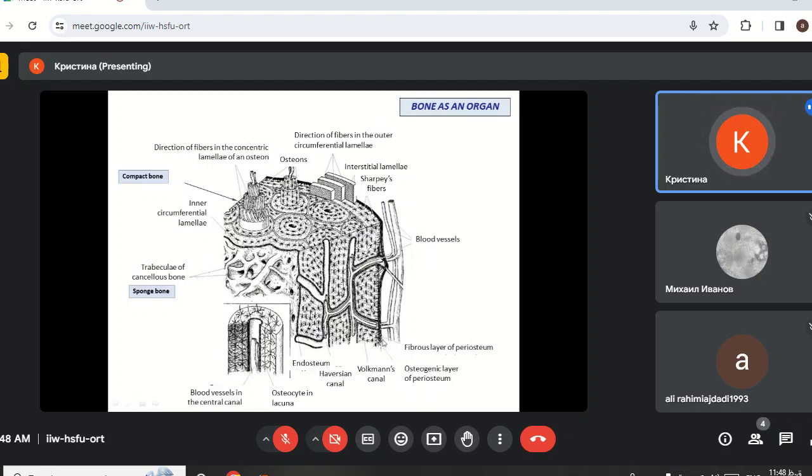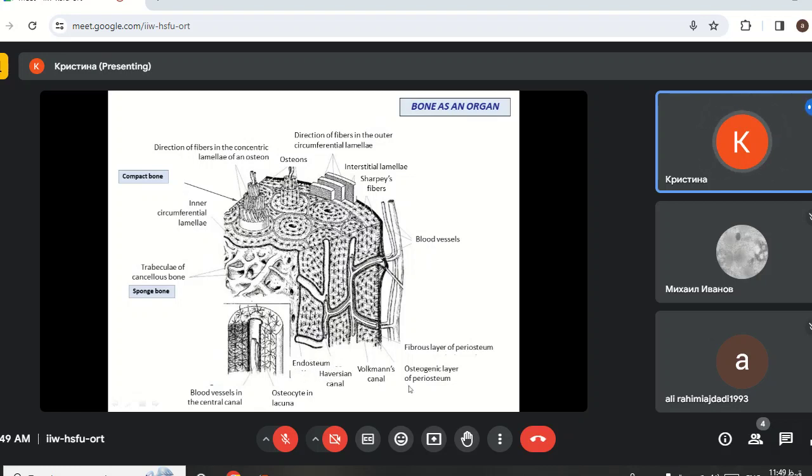which consists of two layers: outer layer, fibrous layer of periosteum, which consists of dense, fibrous, irregular connective tissue, and inner layer of periosteum. It is very thin. It contains osteogenic cells and some blood capillaries which give nutrition to the inner layers of the bone. From inside, the bone is covered with endosteum.